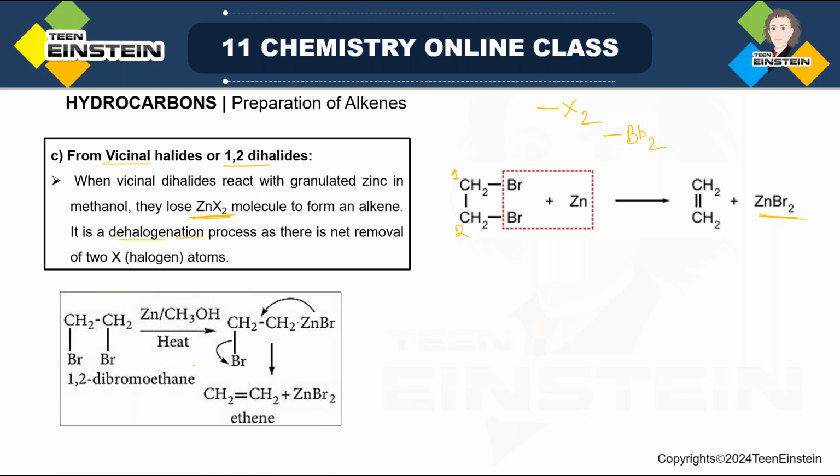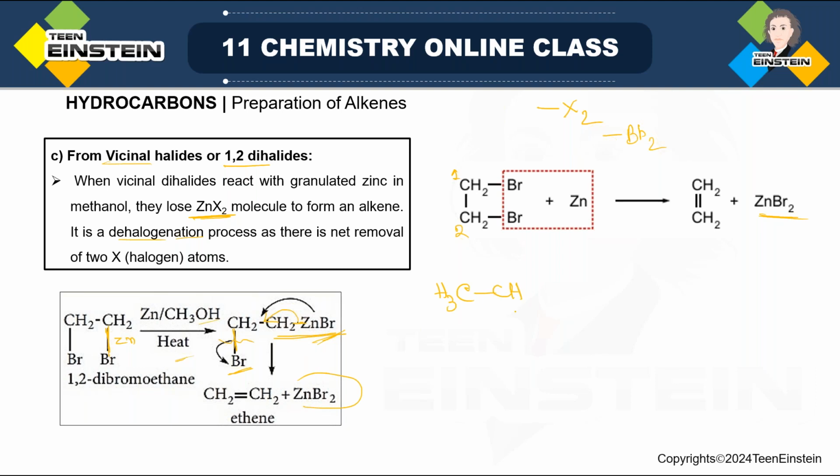So now you can see the actual mechanism. We take zinc in the presence of alcohol. We simply heat it. First, what happens? This C-Br bond is converted to C-Zn, as if Zn is inserted in between C and Br. And in the second step, this C-Zn bond is broken and there is formation of a C=C double bond. This C-Br bond is broken. So one Br from this side and ZnBr from the other side, together it produces ZnBr2.